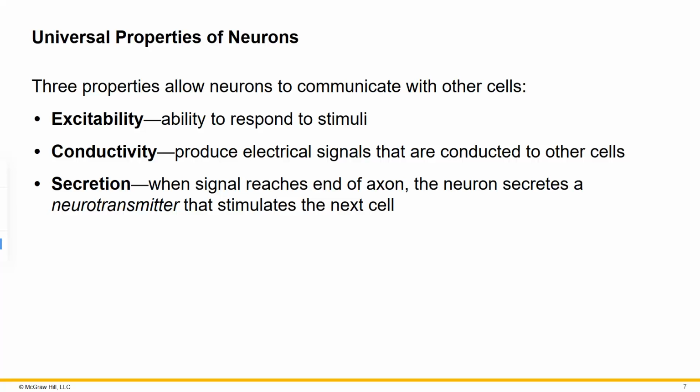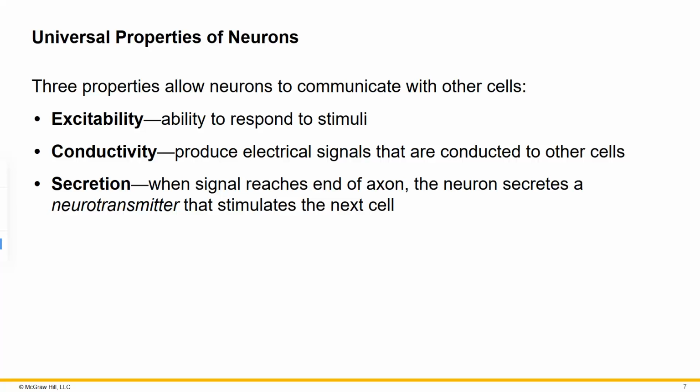Conductivity, or excitability, so going through the definitions here, excitability is the ability to respond to stimuli. Conductivity is to produce electrical signals that are conducted to other cells. Secretion: when the signal reaches the end of the axon, the neuron secretes a neurotransmitter that's going to then stimulate the next cell.